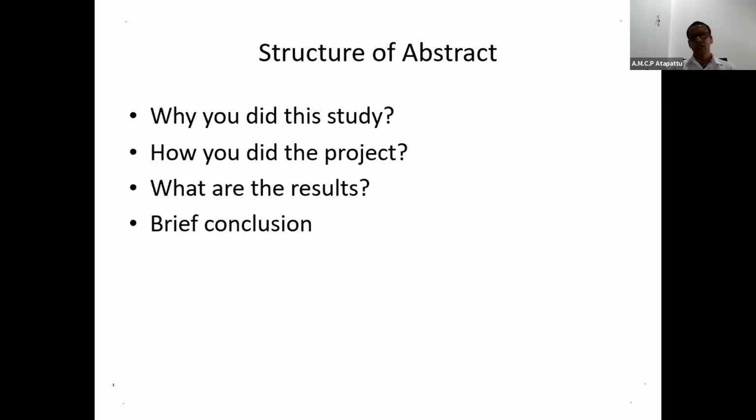Next one, after the analysis, what are the results you need to provide? By using your analytical techniques, you test your hypothesis, you address your objectives. Those results you want to provide. Then the brief conclusion, that is, you are providing the implication. This is my recommendation. According to the previous studies, my result will agree or disagree. No problem. That is the discussion. All these you provide in a brief conclusion. So these four you want to include, but I will explain further.